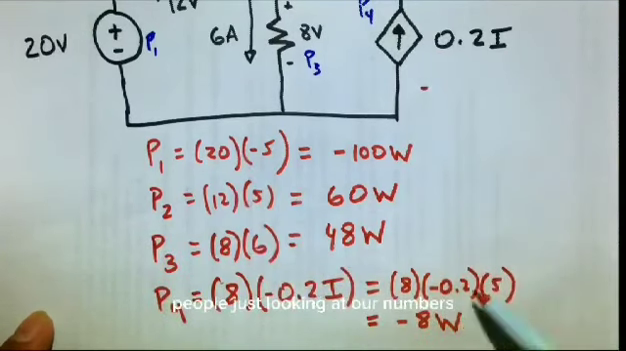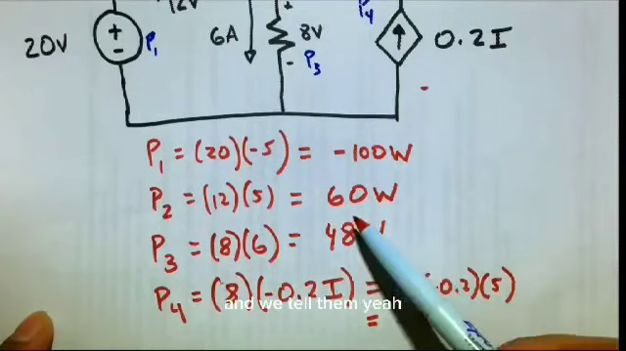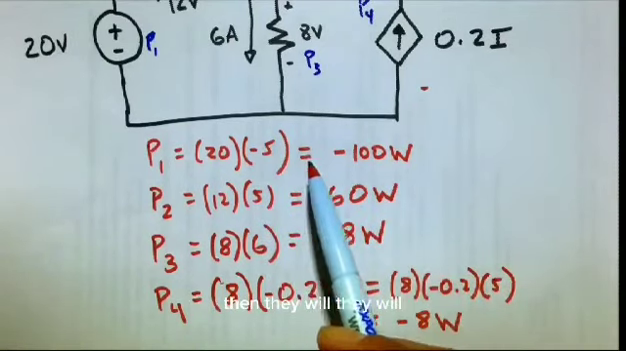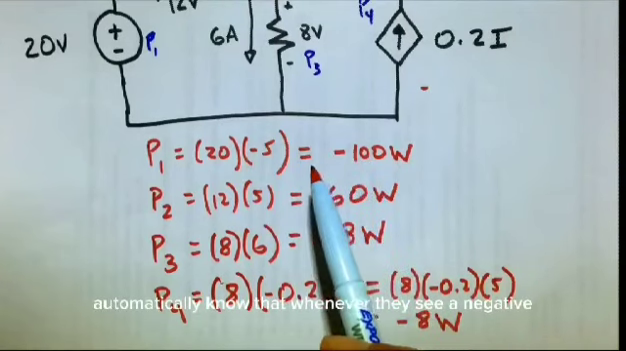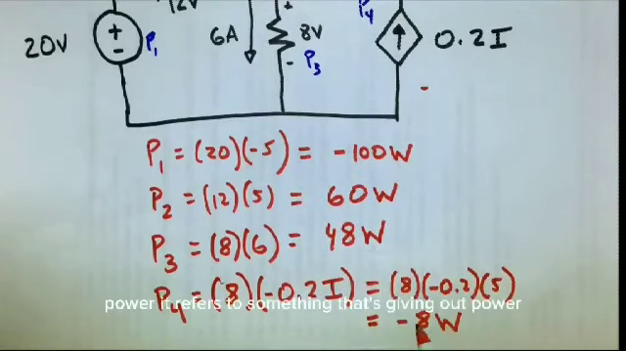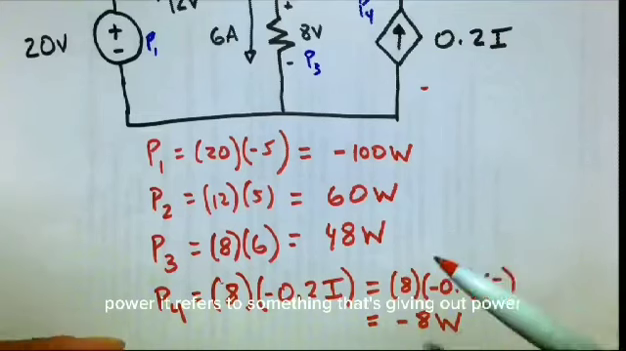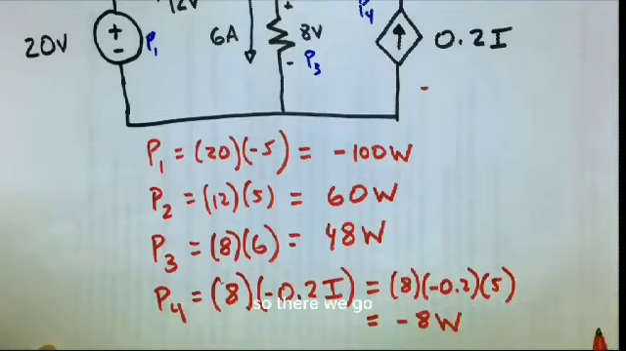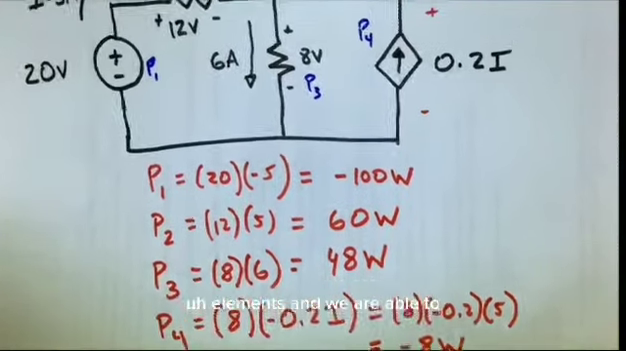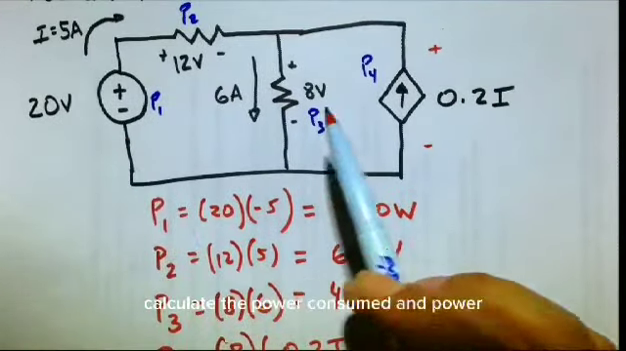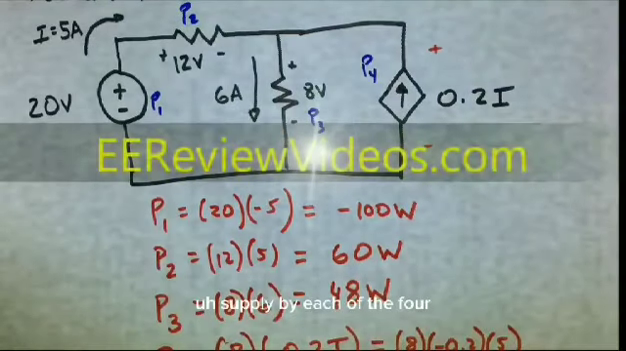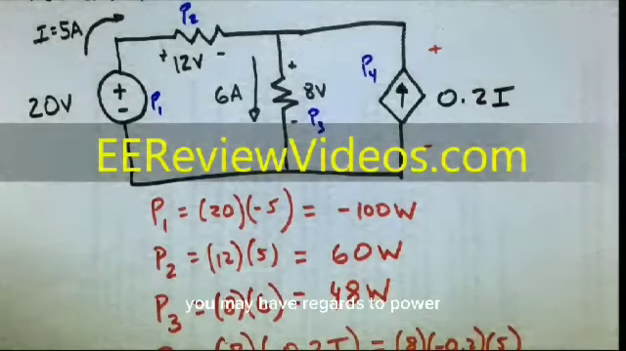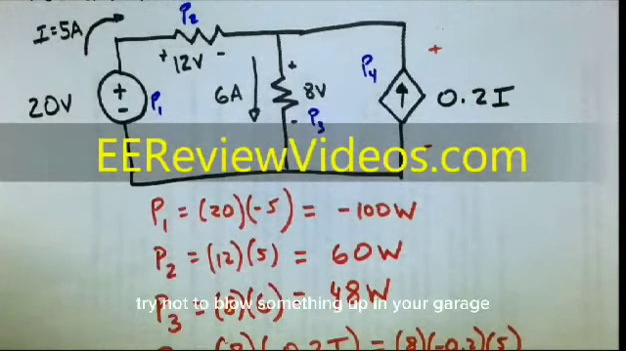And if people are just looking at our numbers and we tell them, yeah, positive wattage refers to power consumed, then they will automatically know that whenever they see a negative power, it refers to something that's giving out power, something that's supplying energy to the system. So there we go. 4 different elements, and we were able to calculate the power consumed and power supplied by each of the 4. Hope that helps. Good luck in any tests or quizzes you may have with regards to power, or if you're just trying not to blow something up in your garage.